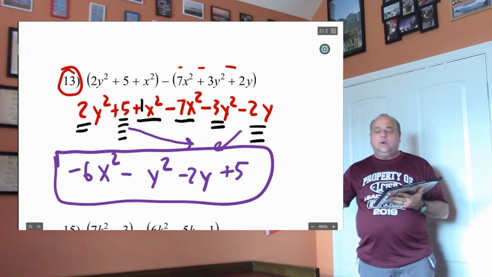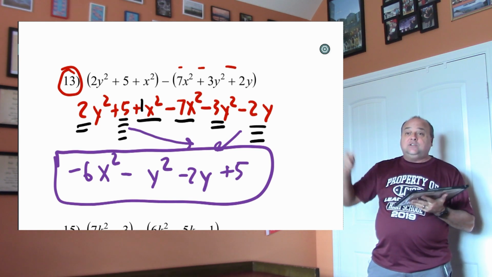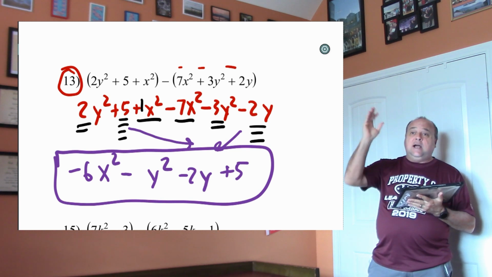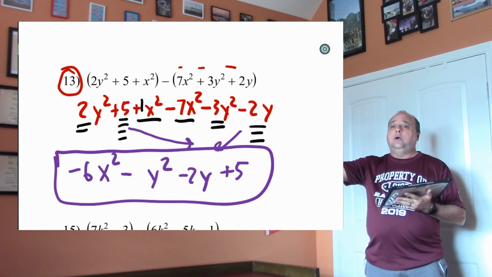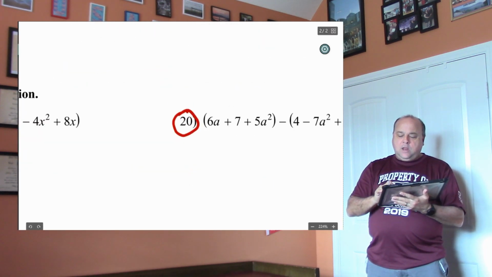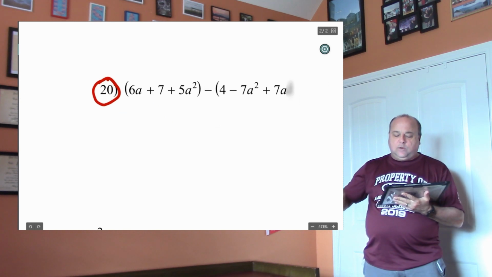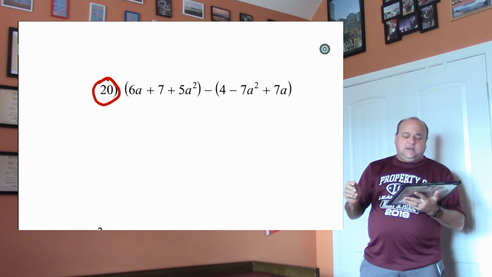So notice the only arithmetic I had to do here was 1 minus 7 and 2 minus 3. That's not hard. And you're not changing your letters and exponents. And remember, sign, number, letter, exponent. And I think I'm going to do one more with you. Let's go to number 20. This will be the last one I do with you. Should be a simple assignment today.